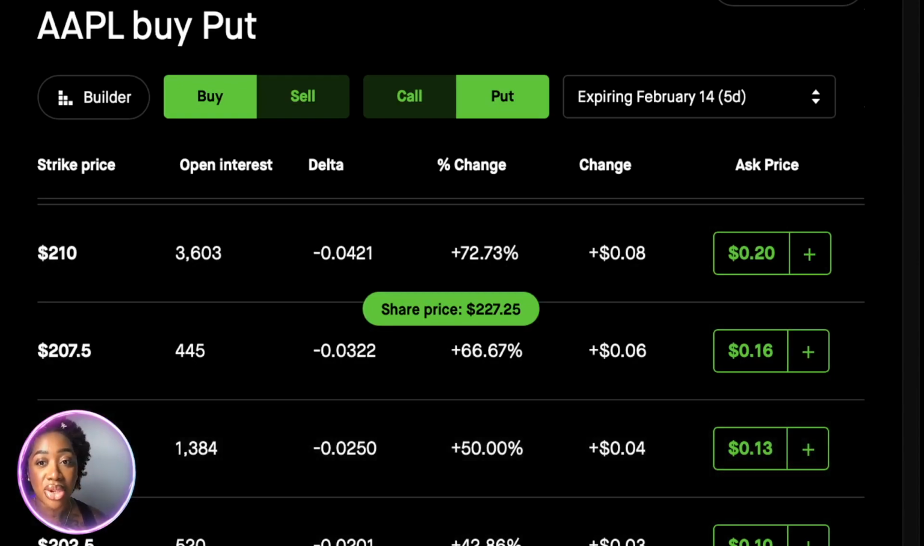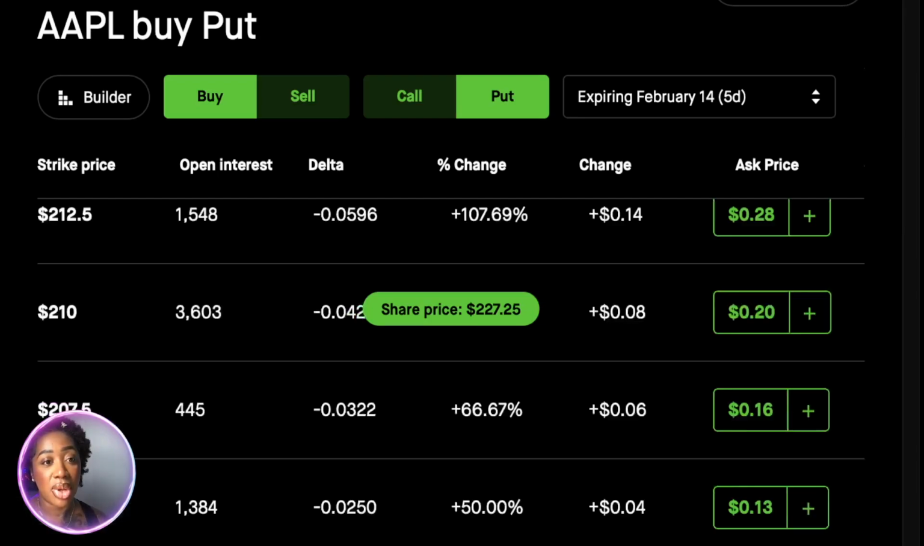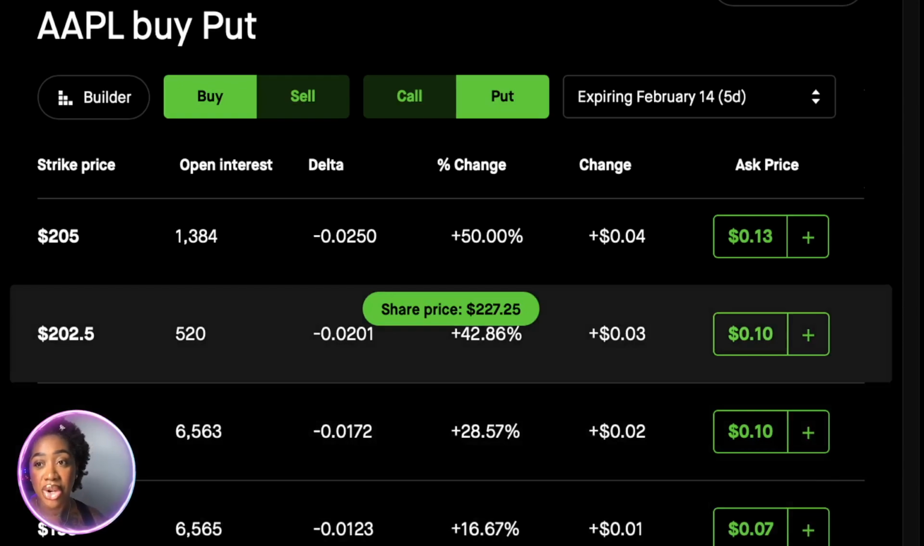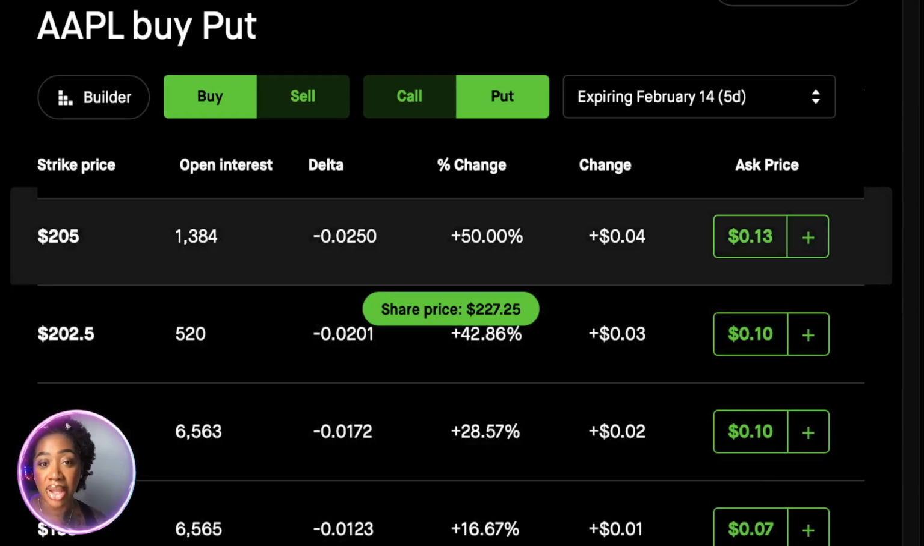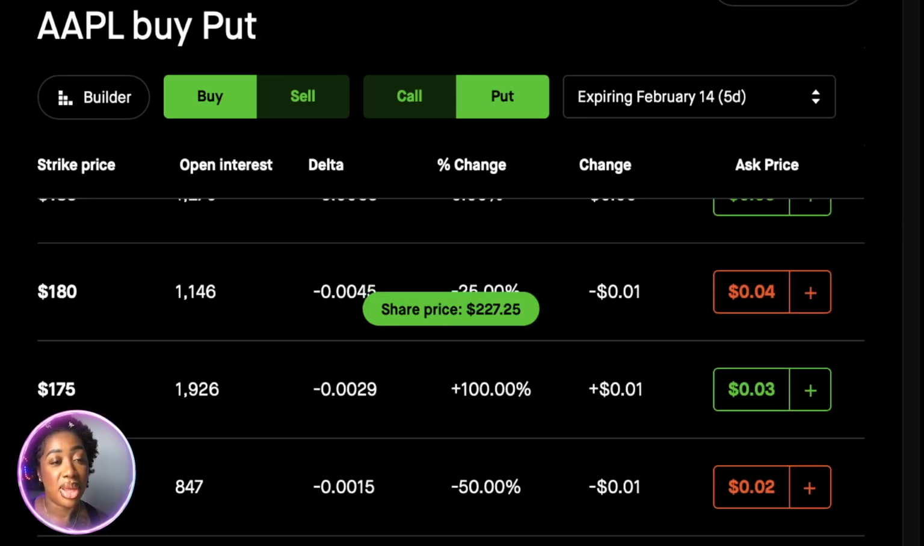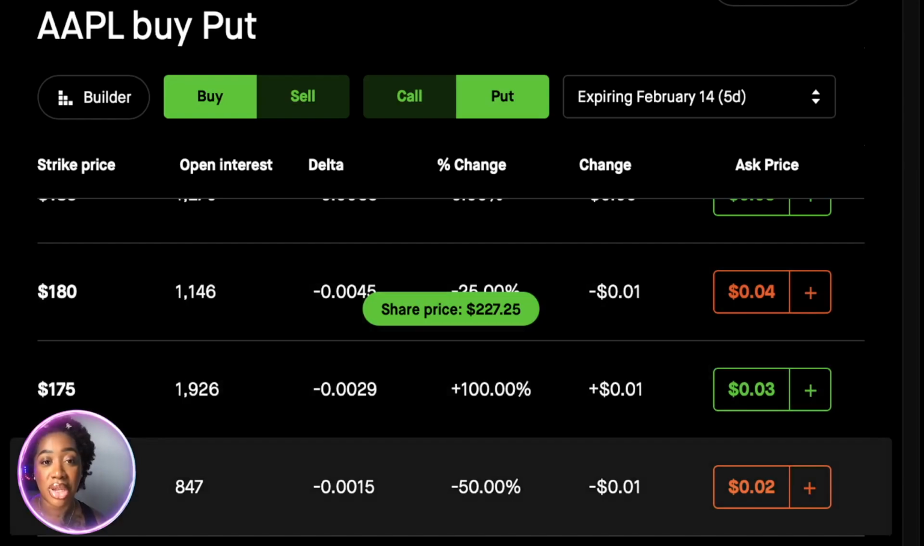There go a $10 contract. Can you see that? Hold on, let's go up. There go a $10 contract. There go a $13 contract. Let's scroll up. There goes a $4 contract, $3 contract, $2 contracts. Of course, the lower you risk, the lower you profit. But the contracts are there.